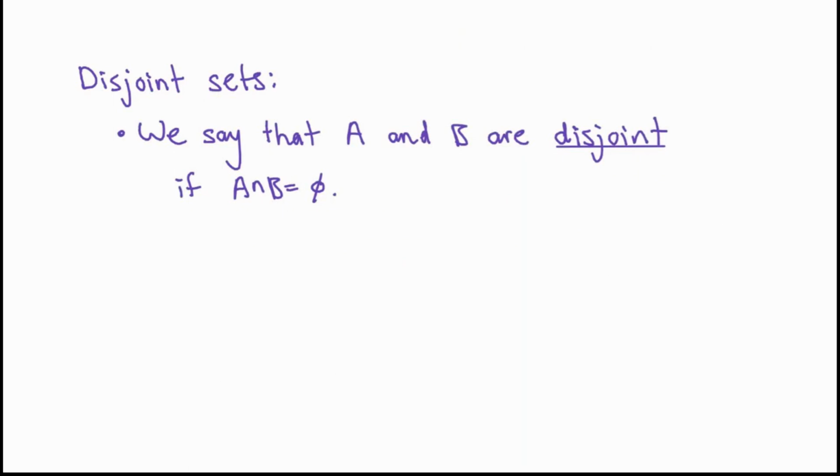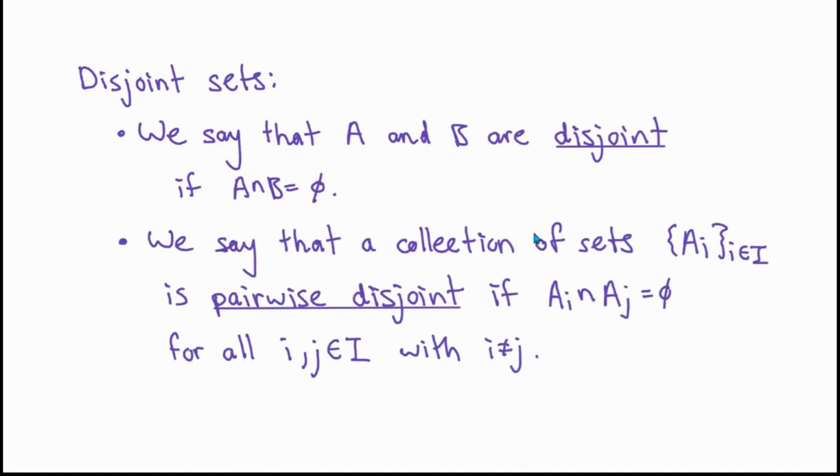Moving on, we have a couple of basic definitions. First of all, we say that two sets A and B are disjoint if their intersection is the empty set. And similarly, if we have a collection of sets, A sub i, indexed by some indexing set big I, we say that the collection of sets is pairwise disjoint if the intersection of A sub i with A sub j is the empty set for all pairs of indices i and j with i not equal to j. These are basic but important definitions that we're going to use later on.